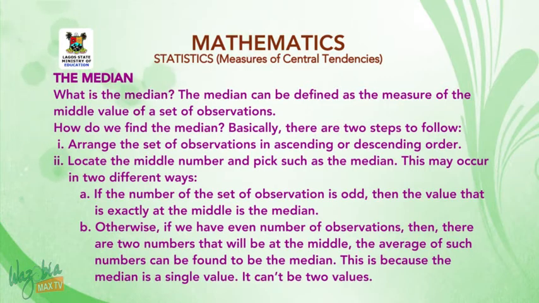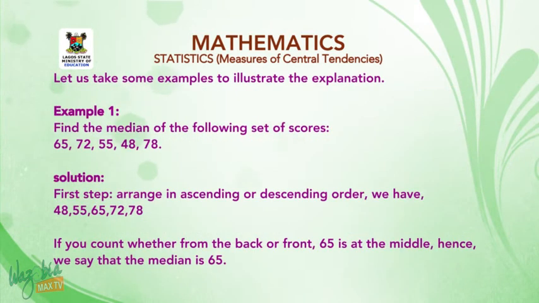Otherwise, if we have an even number of observations, then there are two numbers at the middle. The average of such numbers is found to be the median. This is because the median is a single value. It can't be two values. So let's take some examples to illustrate the explanation.